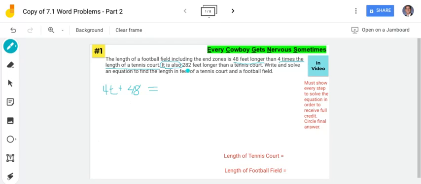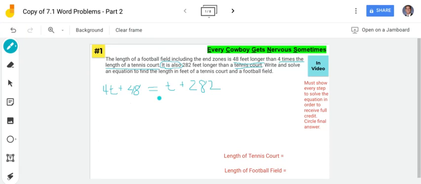It is also 282 feet longer than a tennis court. So again, we're using T for tennis court. So we put T for tennis court. And it says it's 282 feet longer than. So whatever the tennis court is, I'm going to add 282 to that. Okay, so I have just written an equation to solve for T.